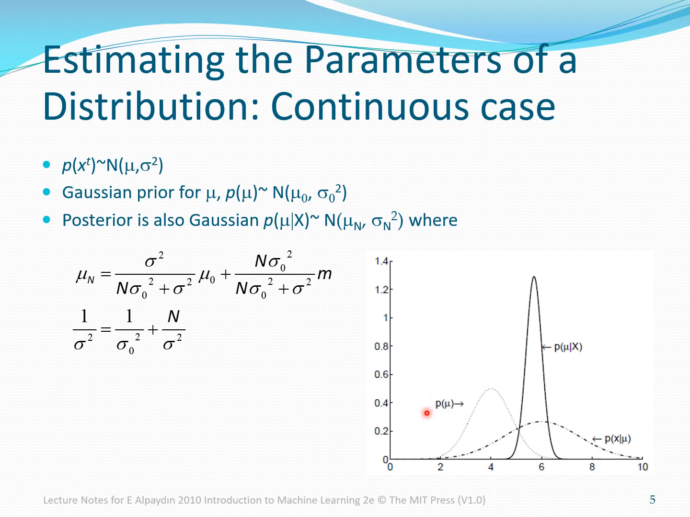You can see that p of mu is this graph. P of mu given x is this, which is the tallest among the three, and p of x given mu is this one. It's a little wider than the other curves.